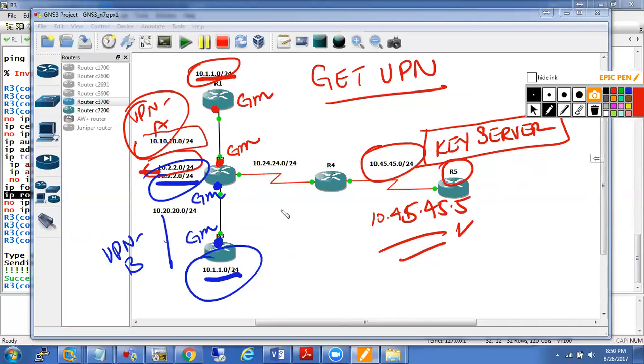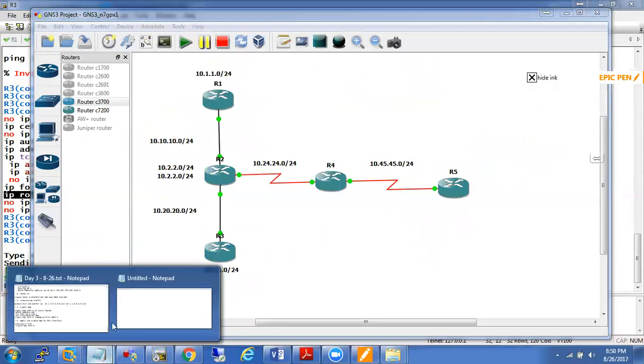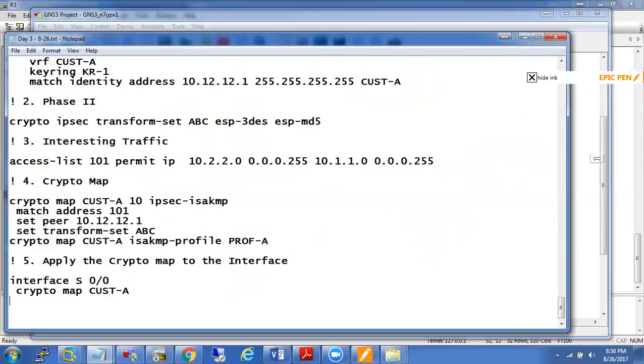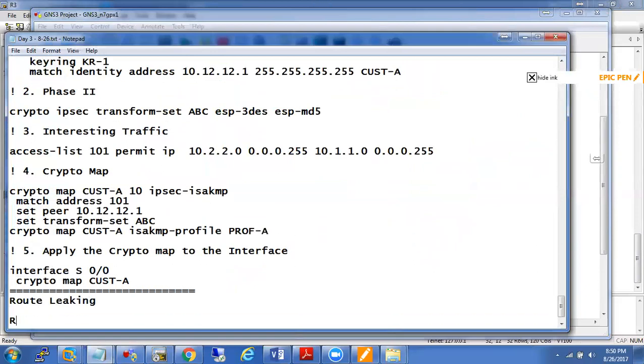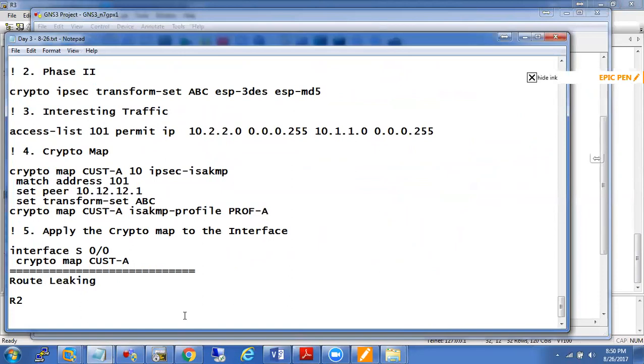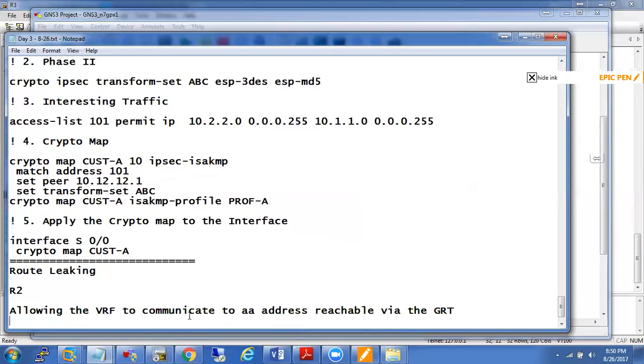Good. Let's write this down for you guys. Route leaking. I'm just going to focus on R2. On R2, allowing the VRF to communicate to an address reachable via the global GRT, global routing table.